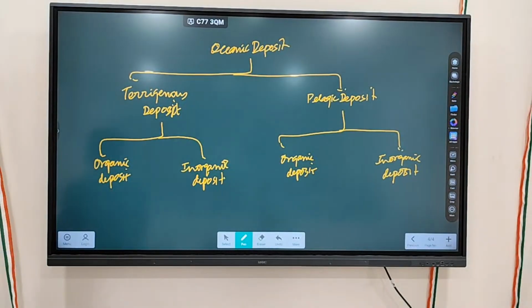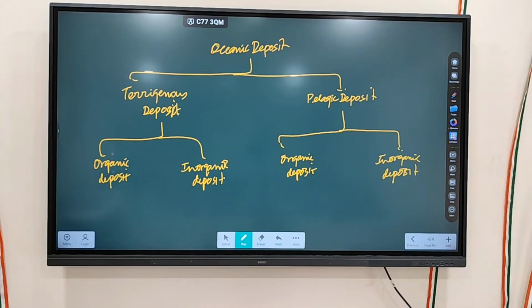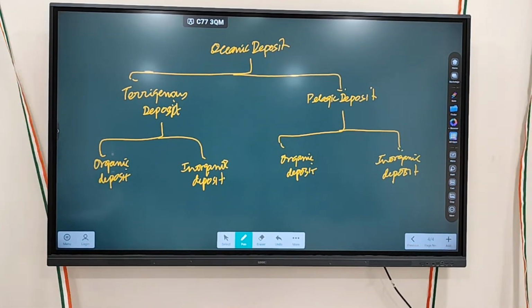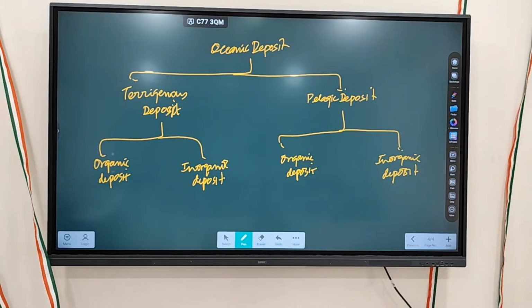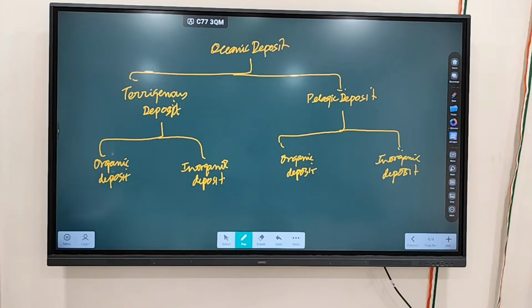So deposits that are seen inside the oceans are referred to as what? Deposits that are seen inside the oceans are referred to as oceanic deposits. And oceanic deposits are divided into two types: terragenous deposits and pelagic deposits. Fine.